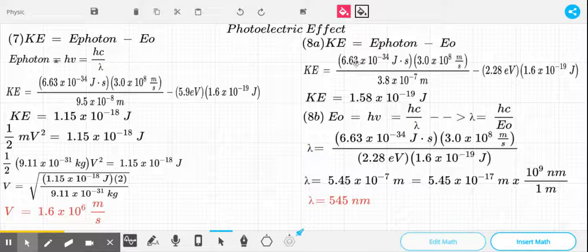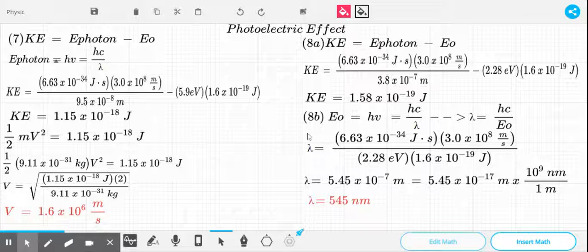So then again, we use the same steps as number 7, which is this formula. But we change the wavelength because it will give us a different wavelength, and then we convert it to meters. And for the work function, it is 2.28 electron volts times 1.6 times 10 to the power of negative 19 joules, and the kinetic energy should be 1.58 times 10 to the power of negative 19 joules.